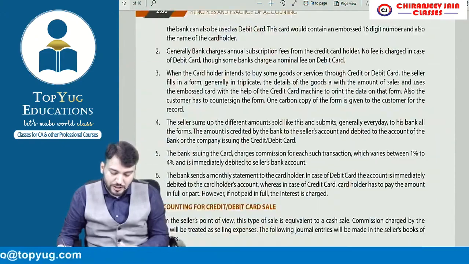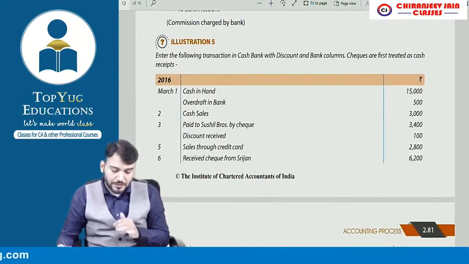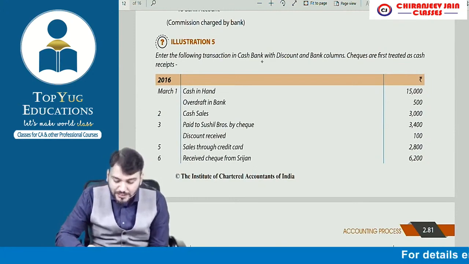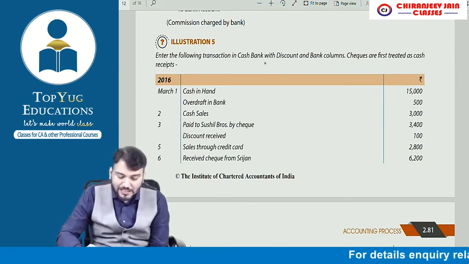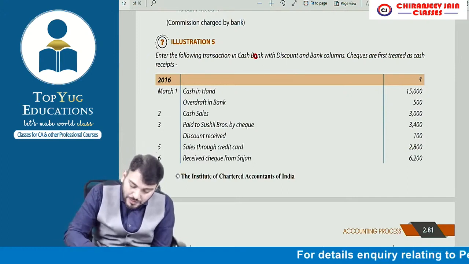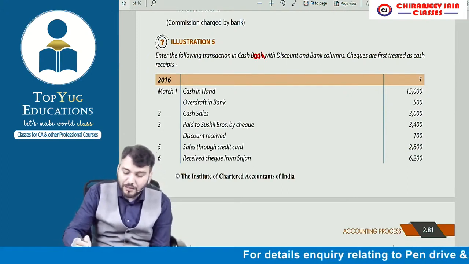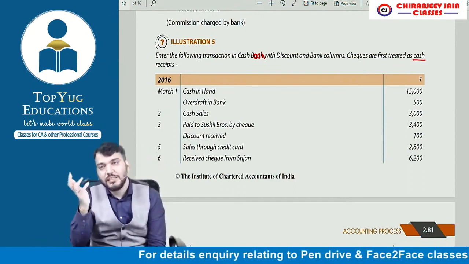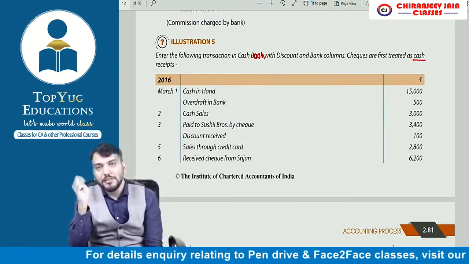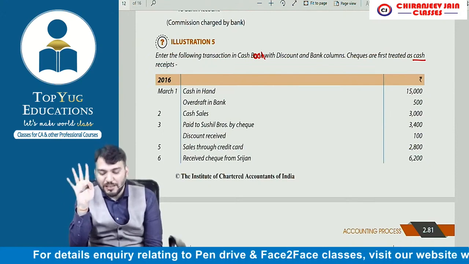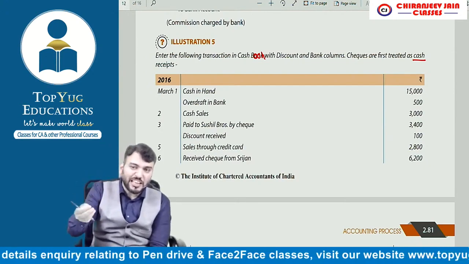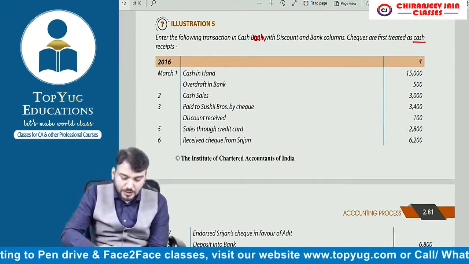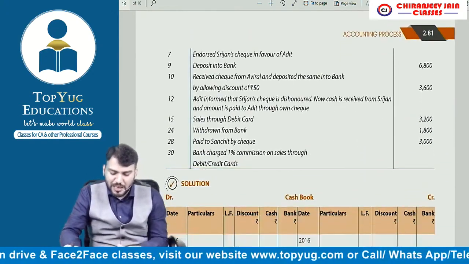So come to illustration number 5. Yes sir. What they have written? Enter the following transaction in cash, bank with discount and bank. Cash book होना चाहिए. Cash book with discount and bank column. Cheques are first treated as cash. नहीं भी बोलता तो वही मानते. Even though not given, then also we would have done that only. Means check received will be first treated as cash बोल दिया. Yes, correct. Now they have given, तो बना लेते फटाफट.